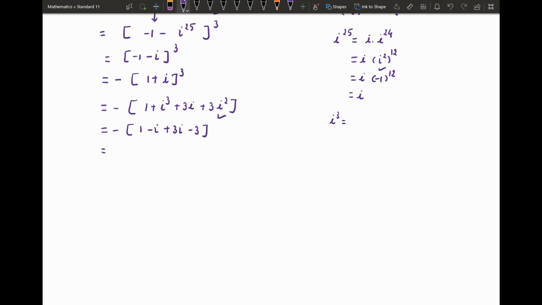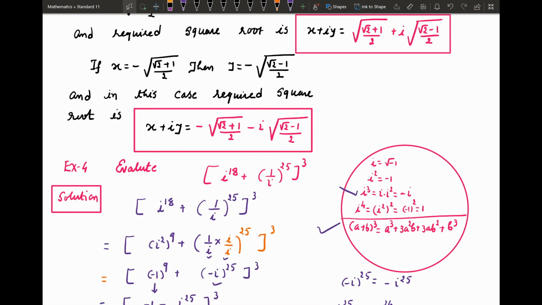So this is 3i minus i, 2i, and 1 minus 3, so minus 2. Outside we have minus, so when we expand the bracket, minus minus is plus, so this will be 2 minus 2i. So this is the simplification of (i raised to 18 plus 1 upon i raised to 25) whole cube. Next time we will discuss more examples.